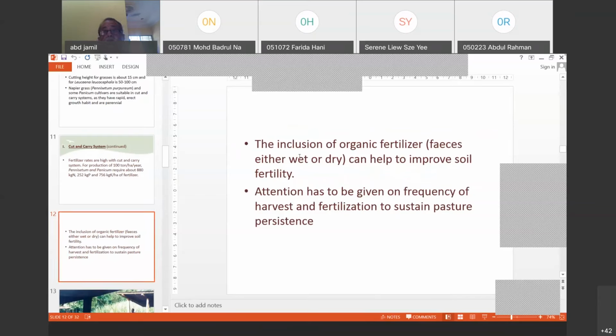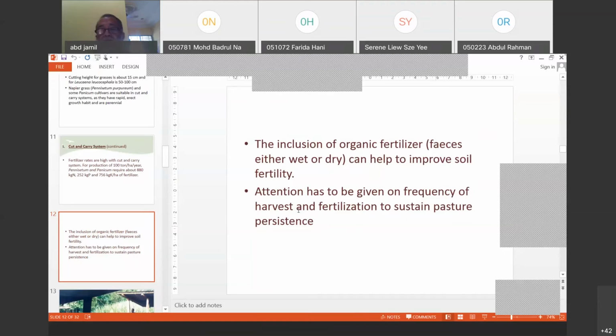So that's why when the requirement of fertilizer is very high, normally we pump the feces, the dung from your farm back to the pasture land so that it can improve the soil fertility and supply the nutrients required by the grasses. So, attention: frequency of harvest and fertilization must be sustained.